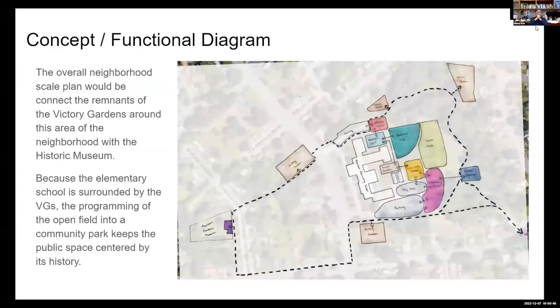So this is my concept as well as my functional diagram. And so the overall neighborhood scale plan would connect the remnants of the Victory Gardens that are surrounding the elementary school now, as well as around the area with the neighborhood and the historic museum 2 streets away. And because the elementary school is surrounded by the Victory Gardens, the programming of the open field into a community park keeps the public space centered within its own history.